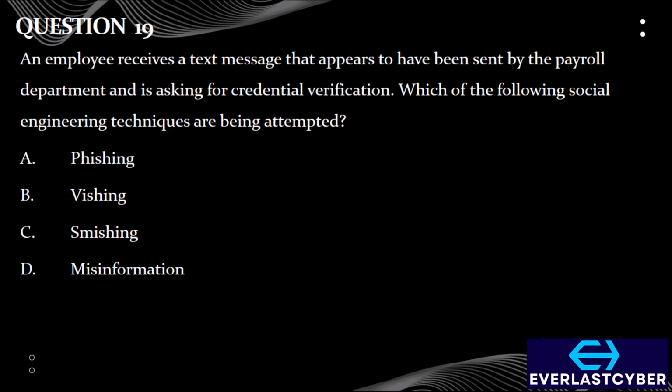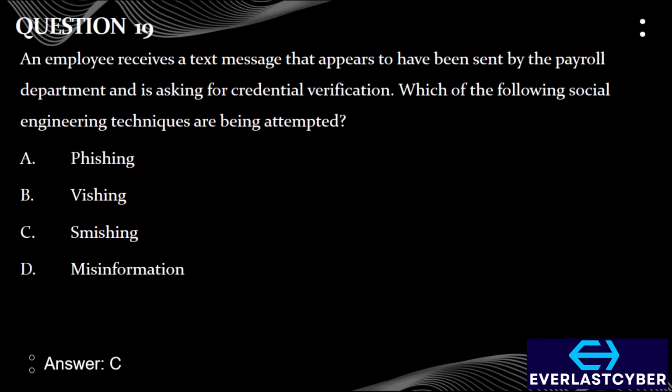Question 19. An employee receives a text message that appears to have been sent by the payroll department and is asking for credential verification. Which of the following social engineering techniques are being attempted? A. Phishing. B. Vishing. C. Smishing. D. Misinformation. For this, we'll be going with option C.